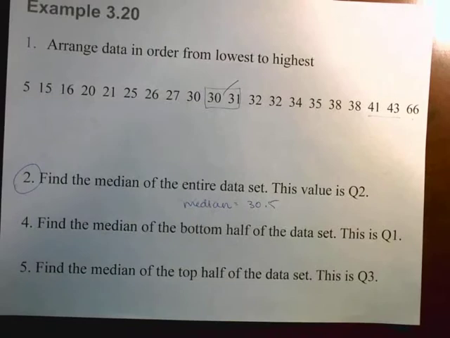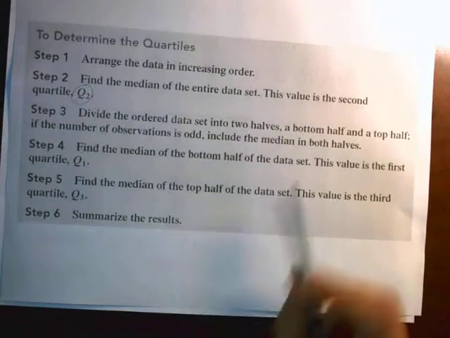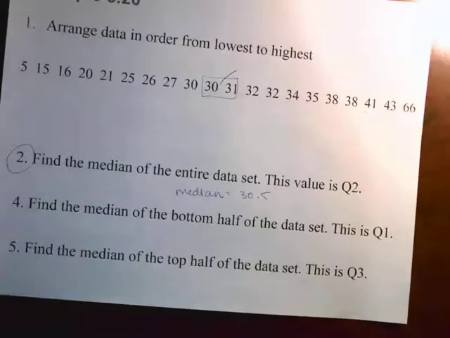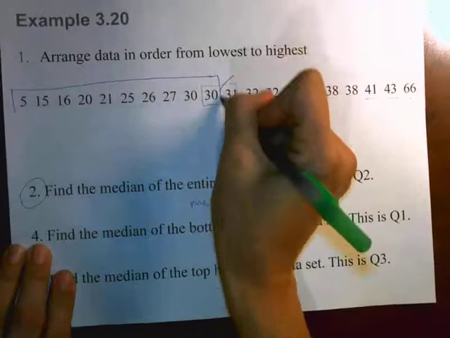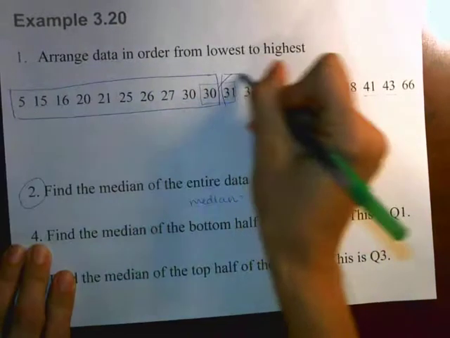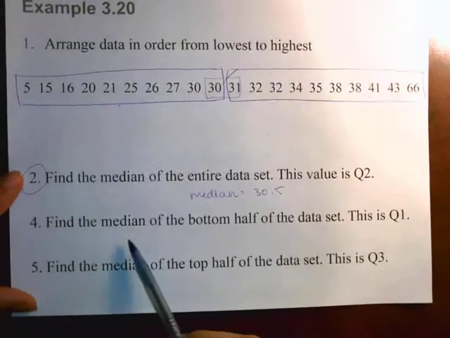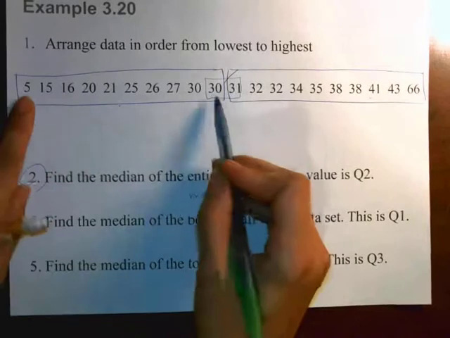Okay, next we want to find the quartiles. Step 3, which I've skipped over here, is divide the ordered data set into 2 halves, the bottom half and the top half. If the number of observations is odd, include the median in both halves. Our number of observations is even, so we're not going to do that. We're going to divide the data into a bottom half and a top half. So that's step 3. Here's our bottom half, here's our top half. Now, steps 4 and 5, find the median of the bottom half, that's Q1. Find the median of the top half, that's Q3.